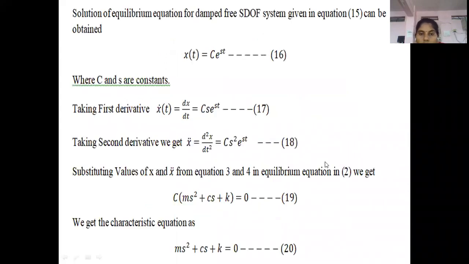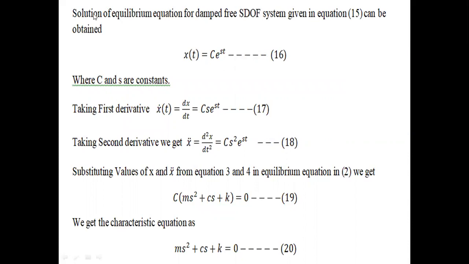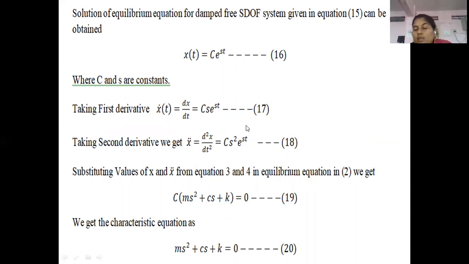Okay, now we'll see the next step, which is the same as for the equation number 1. For solving this quadratic equation, we have to put the value of x of t in terms of C into e raised to st. We should know x of t, x dot of t, and x double dot of t, and these three values we have to put into the equation number 15. So put x of t equal to C into e raised to st. I request all of you to try solving by putting this value in the equation number 15.